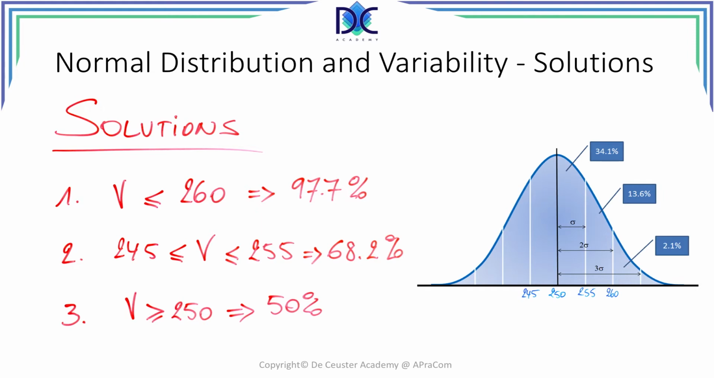So we know that the probability that the volume is less than 250 is equal to the probability that it's higher than 250, and since the total surface is equal to 100%, all the surface under the curve from 250 and larger is equal to 50%.